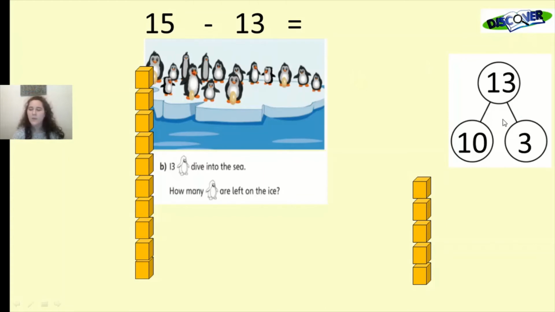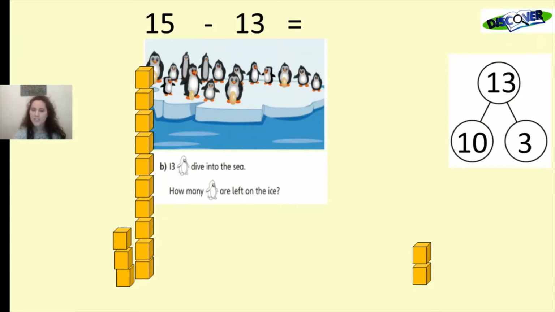Let's look at our part whole model to see what we have to take away next. We've taken away the 10, now we need to take away 3. So, are you ready? I need to move 3 more blocks away. Let's count them. 1, 2, 3. Fantastic! I took away a group of 10 and then 3 ones. So I've now taken away 13.